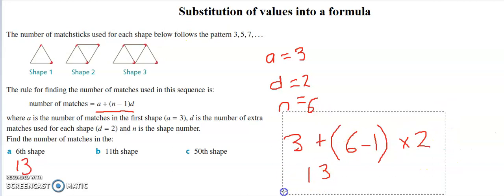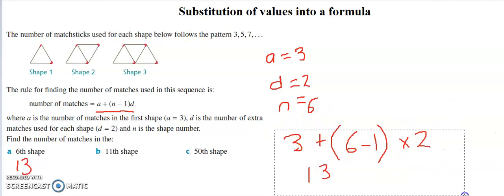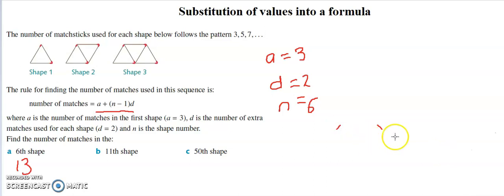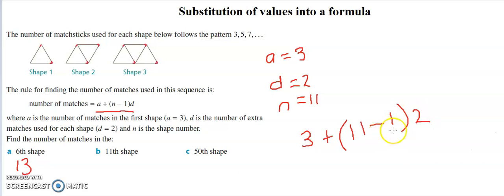Now the only thing that's going to be changing is the shape number. So in this case, we're not going to be looking at 6. We're going to look at 11. Same thing applies. Just writing out the formula, but instead of putting A, I'm putting 3. Instead of putting N, I'm putting 11. And instead of putting D, I'm putting 2. So 11 take away 1 is 10. 10 times 2 is 20. 20 plus 3 is 23.